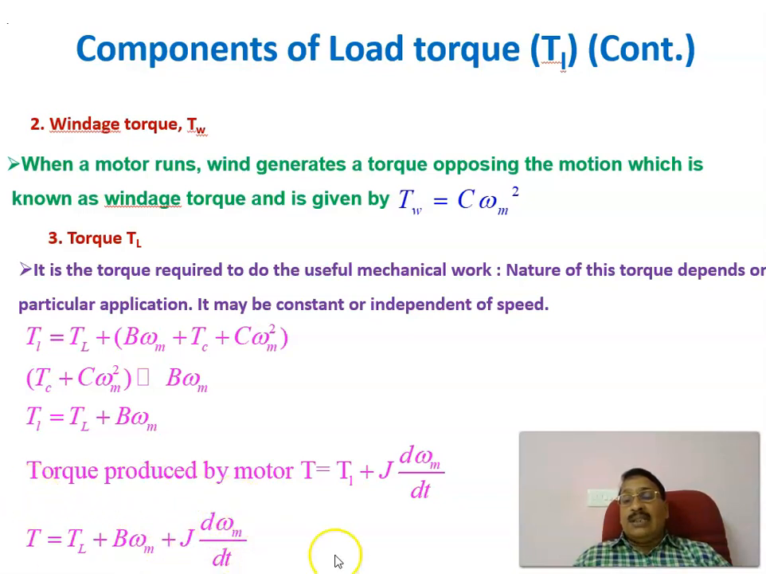It's a first order equation relating the electromagnetic torque produced by the motor, the torque component which is producing the mechanical output, and B omega M, which is called the viscous frictional torque. Therefore, this is the equation relating all of this.